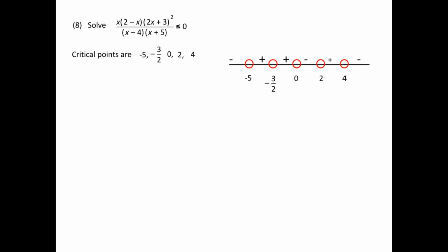Therefore, we find that the solution is x is less than minus 5, x is between and equal to 0 and 2, and x is greater than 4. But remember to exclude the values where x is equal to minus 5 and x is equal to 4, as the denominator will equal 0 and will be undefined.